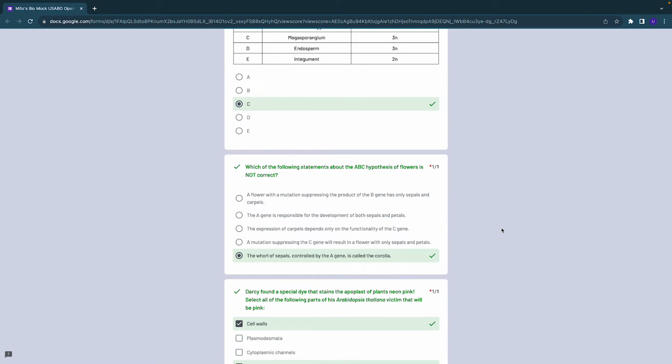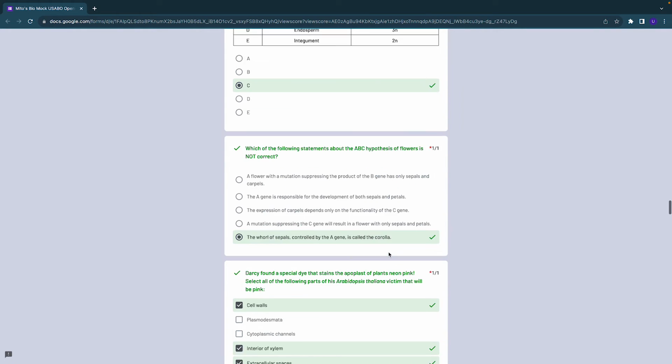Which of the following statements about the ABC hypothesis is not correct? So just draw out kind of a picture for the ABC hypothesis. If you don't know what it is, just look it up, maybe find a video on it. But, it's pretty easy to learn, and it makes lots of intuitive sense. So the whorl of sepals is not called the corolla, it's called the calyx. But it is controlled by the A gene. The corolla is a whorl of petals.